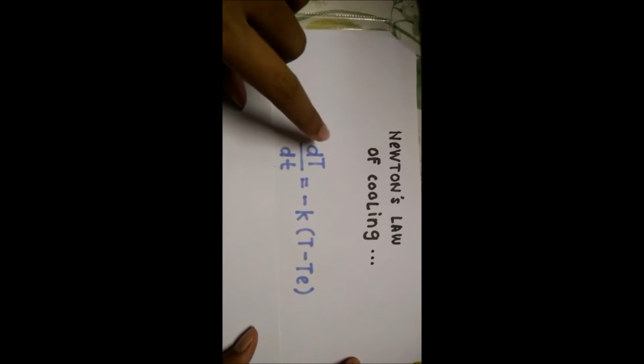This is one example of application of differential equation. I choose Newton's law of cooling as one example of differential equation. It is a model that describes mathematically the change in temperature of an object in a given environment. So this is the equation that I got regarding Newton's law of cooling: dT over dt equals negative k bracket T minus Te.